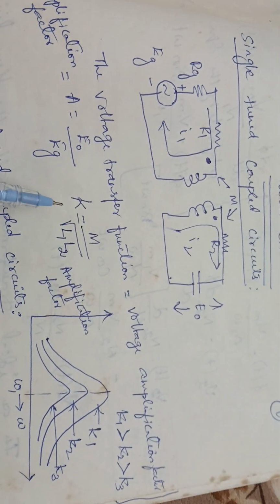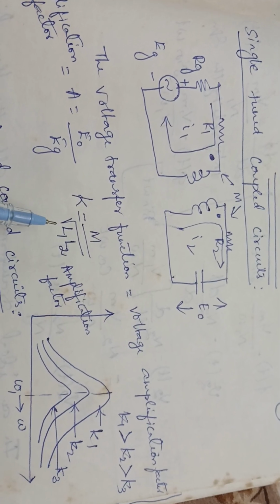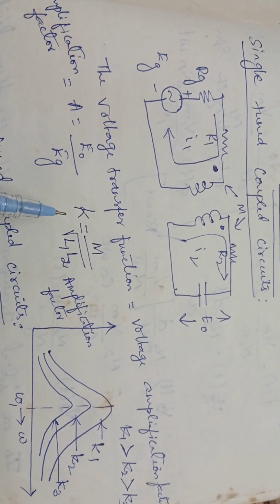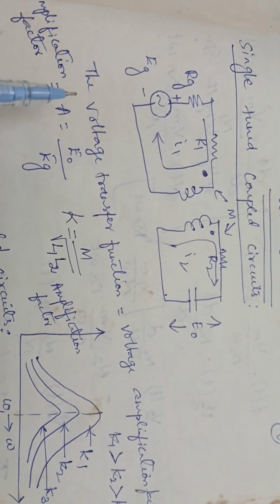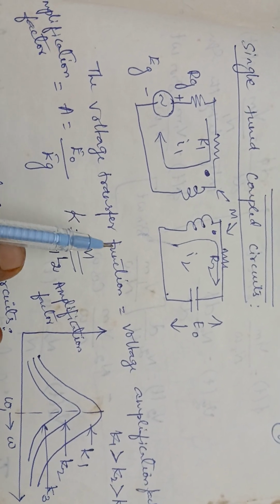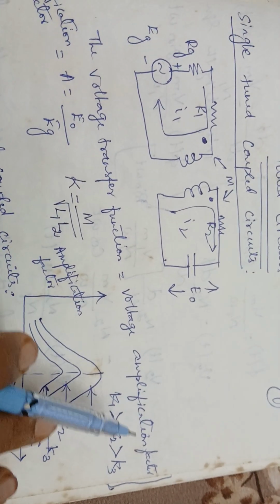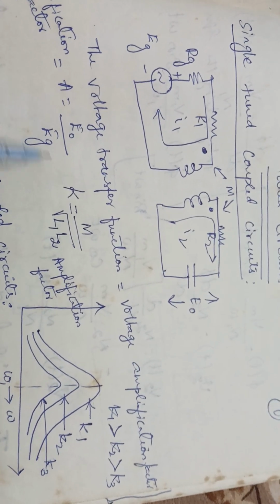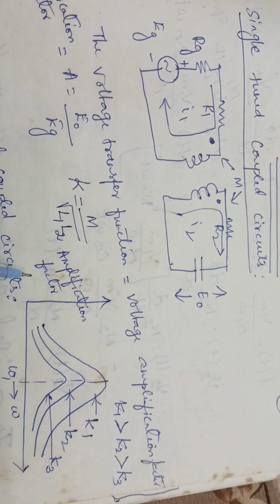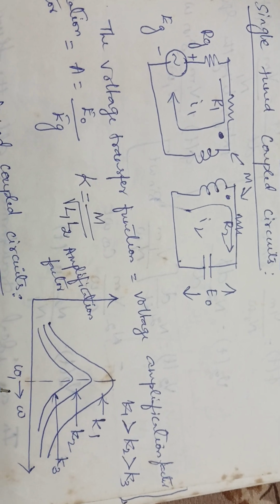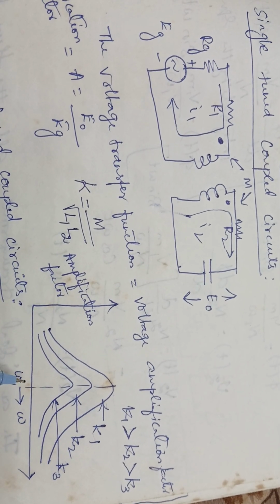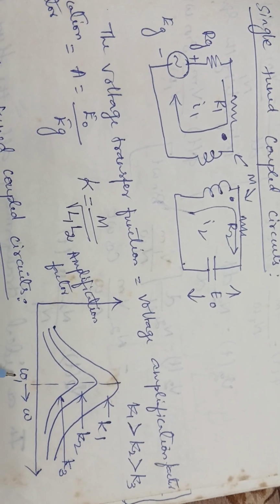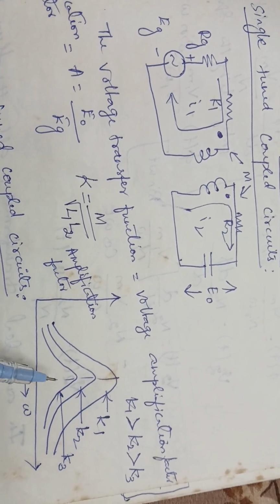K is equal to M divided by root of L1 L2, where K is the coefficient of coupling. Here the voltage transfer function is equal to the voltage amplification factor; they are the same. The graph is drawn between the amplification factor and the angular frequency omega, and the maximum point is represented as omega 1. So this is K1, K2, K3.